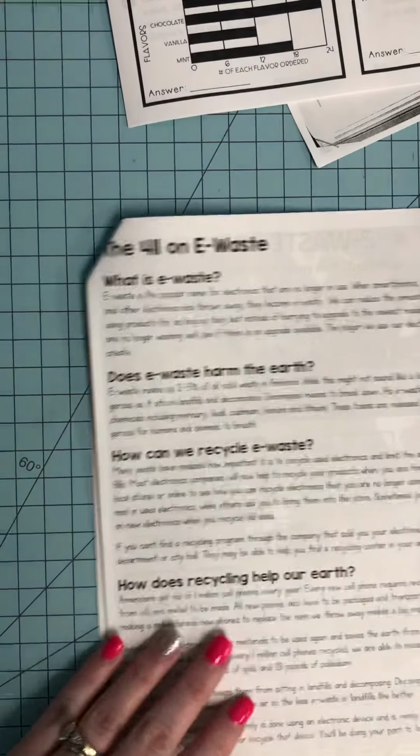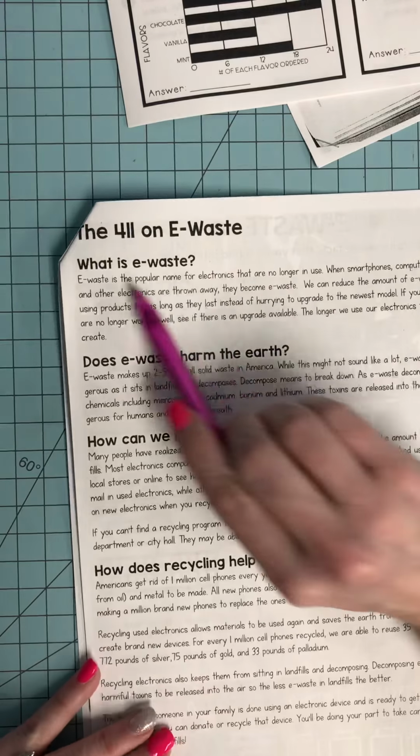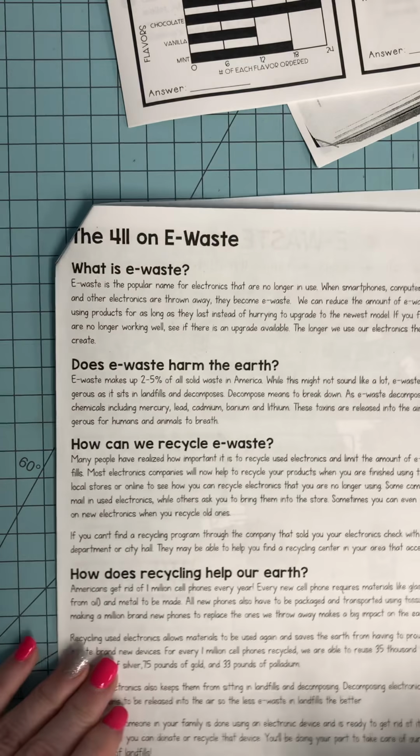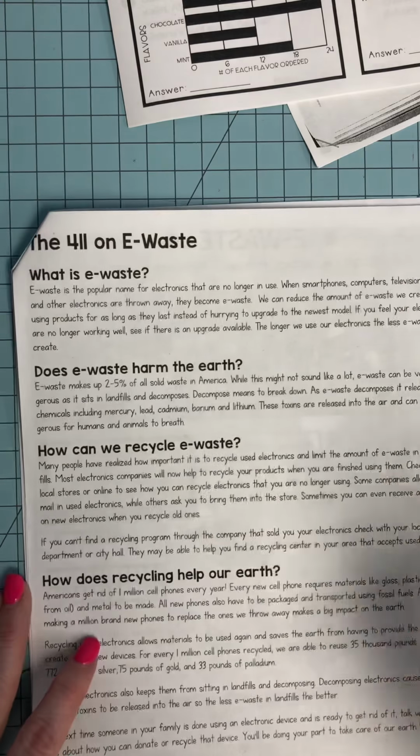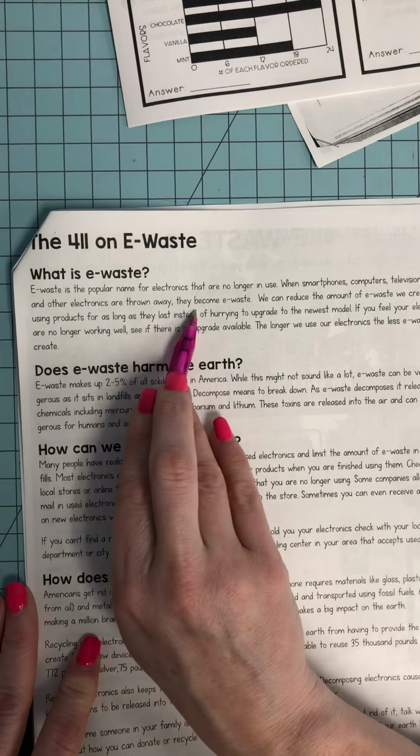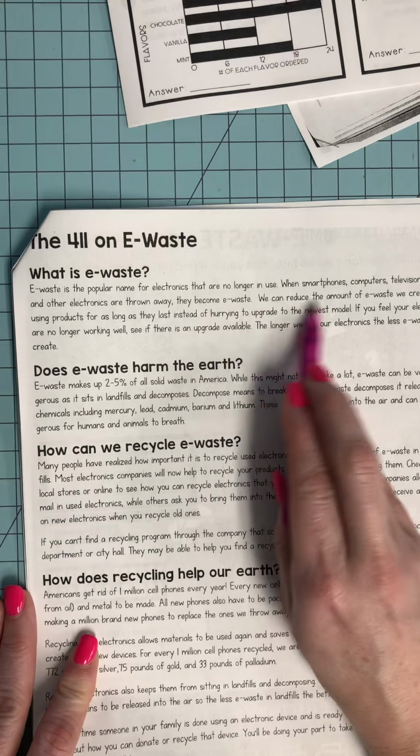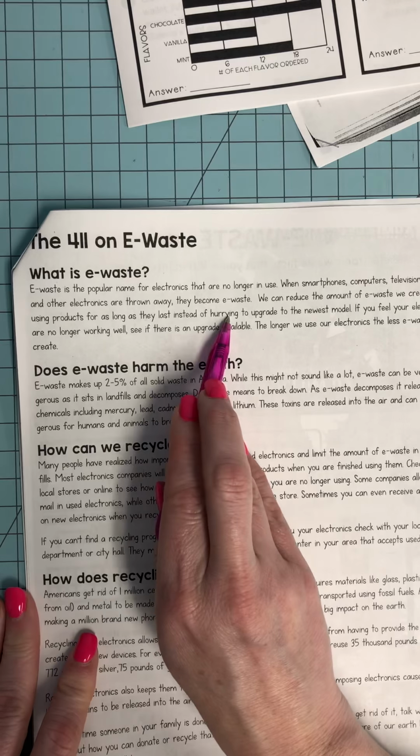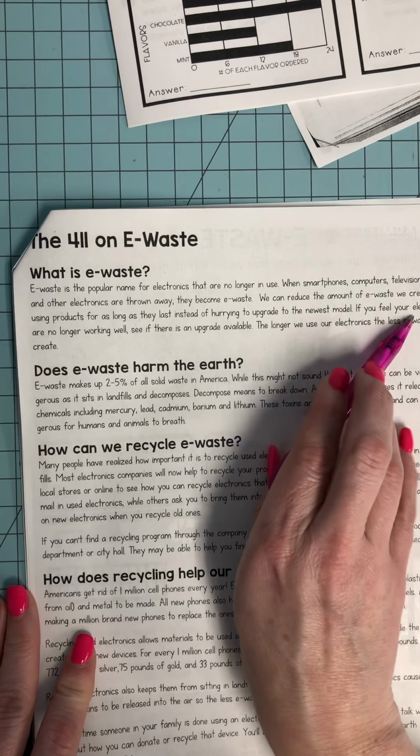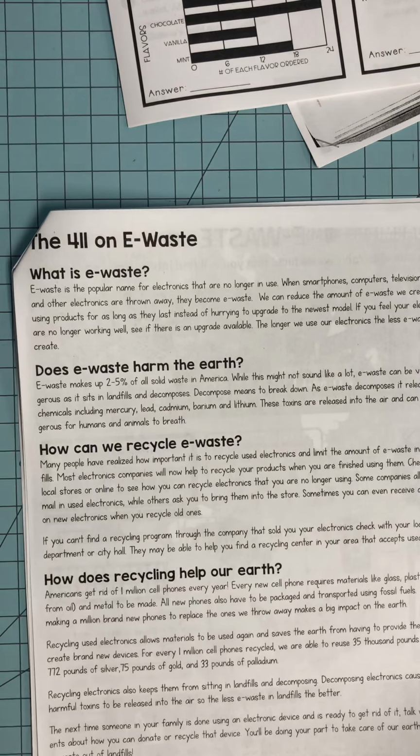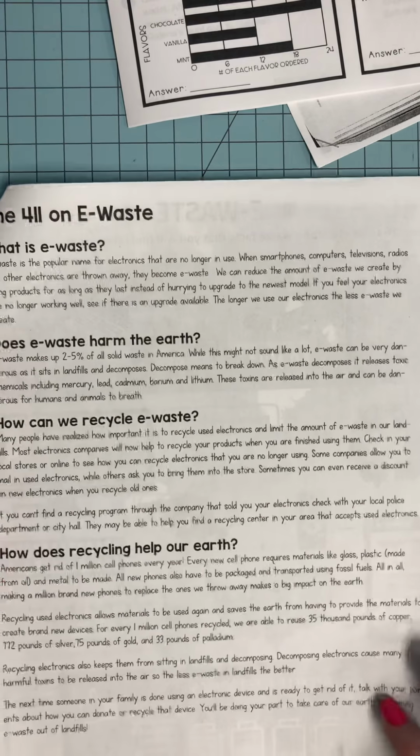So when you go through here, the 411 on e-waste, what is e-waste? E-waste is the popular name for electronics that are no longer in use. Smartphones, computers, televisions, radios, and other electronics are thrown away. They become e-waste. We can reduce the amount of e-waste we create by using products for as long as they last instead of hurrying to upgrade to the newest model. If you feel your electronics are no longer working well, see if there's an upgrade available. The longer we use our electronics, the less e-waste we create.